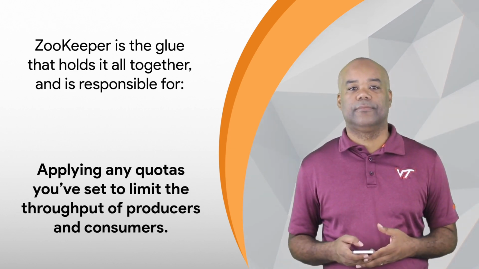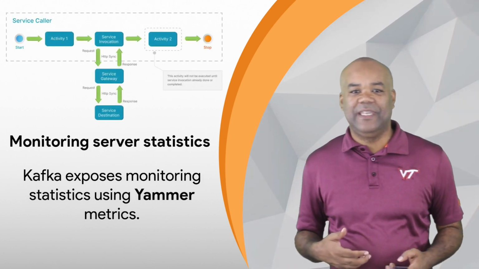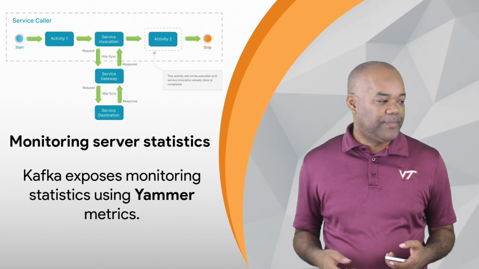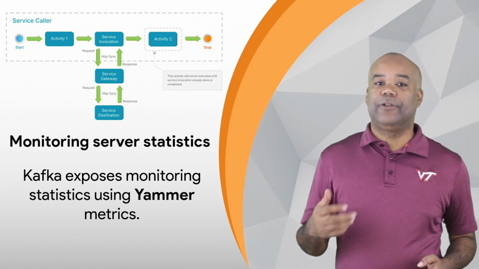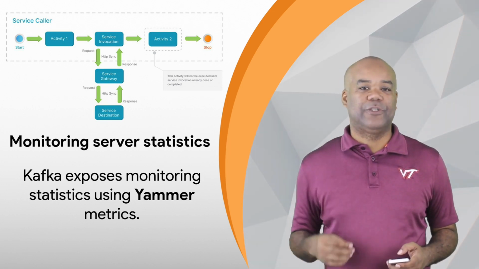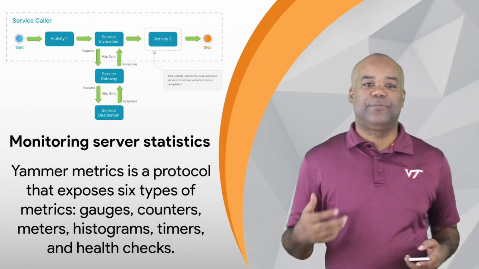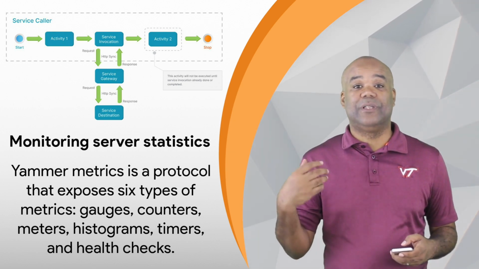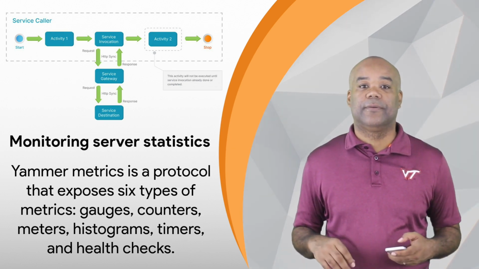It's very important. So let's look at monitoring Kafka. What are some of the statistics, some of the things that you're going to want to keep your eye on with respect to Kafka? Kafka exposes monitoring statistics using what's called Yammer metrics, Y-A-M-M-E-R. Yammer metrics is a library that exposes 6 types of metrics. It exposes gauges and counters and meters and histograms and timers and health checks.